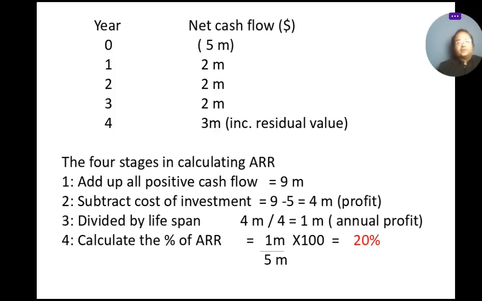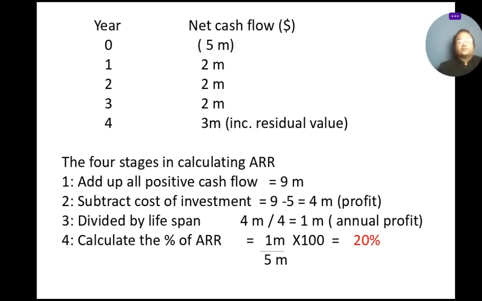2 plus 2 plus 3, from year 1 to year 4. The total cash inflow is 9 million. So the next step is that from the positive cash flow of 9 million, minus the cash outflow of 5 million, equals 4 million. So you can get 4 million profit.